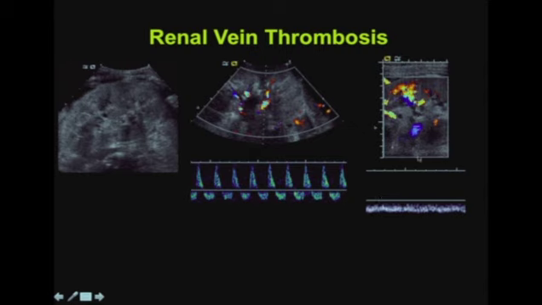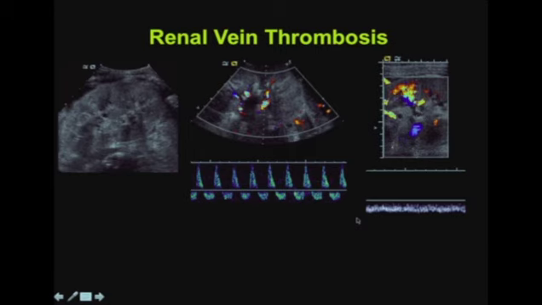And in some of these patients, the thrombosis process begins peripherally, and initially there may be preservation of flow within the main renal vein. And really the most striking abnormality is this flow within the renal artery, which is highly abnormal. You have a very prominent systolic peak and reversal of diastolic flow.